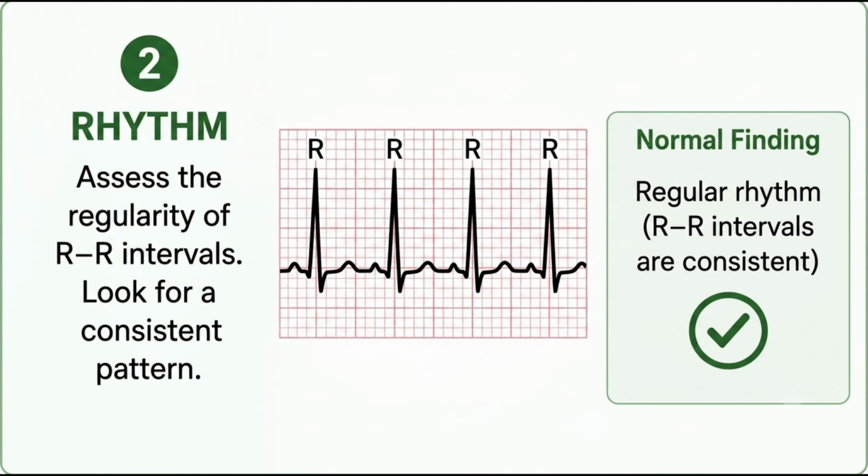Rhythm. Next, assess the rhythm. In normal sinus rhythm, the rhythm is generally regular, meaning the RR intervals are relatively consistent. We also look for a consistent relationship between the P waves and QRS complexes. A normal sinus rhythm generally has a P wave before each QRS complex with a consistent pattern.